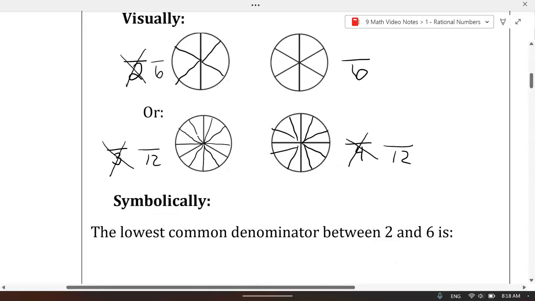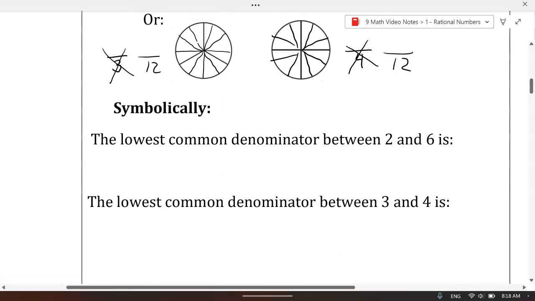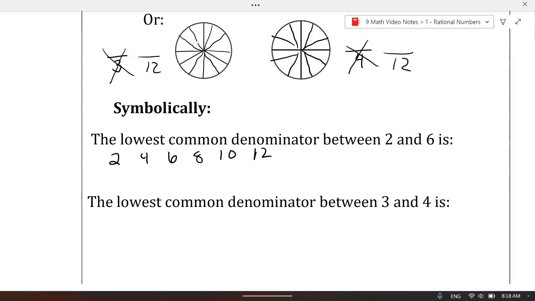I wanted to give a visual explanation of it, but I work best symbolically, and I know that some people also work best symbolically. So for the lowest common denominator between 2 and 6, what I would do is write out 2, 4, 6, 8, 10, 12. I would write out the multiples or visualize them in my brain. I don't have to write them out. The multiples of 2, and then I'm going to write out the multiples of 6. And I'm noticing that there are some similarities, but the lowest common multiple here is 6.